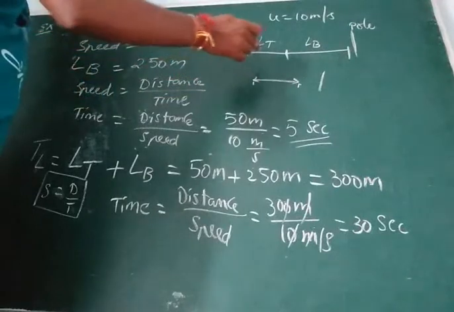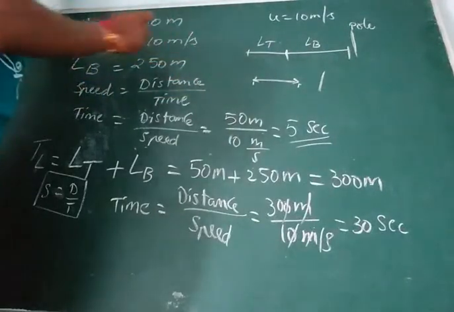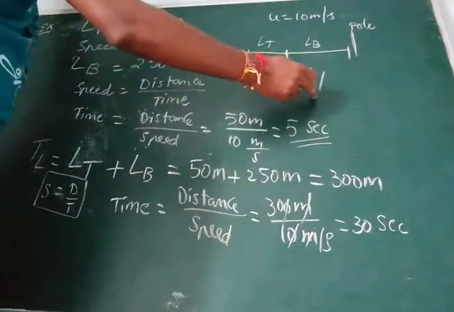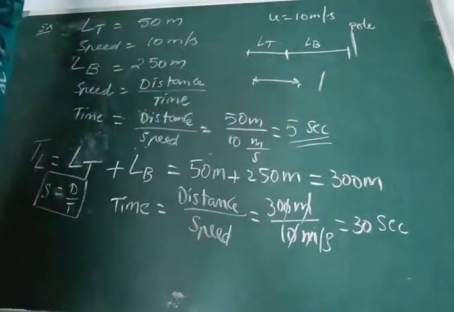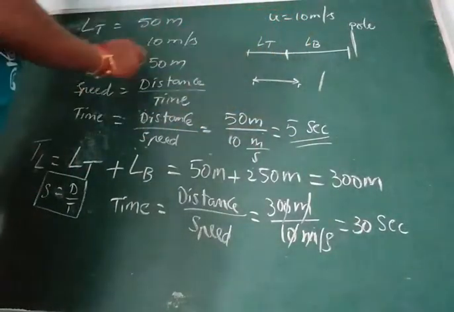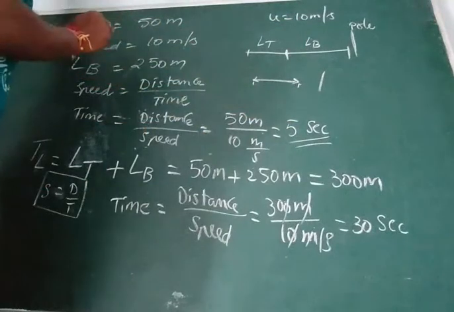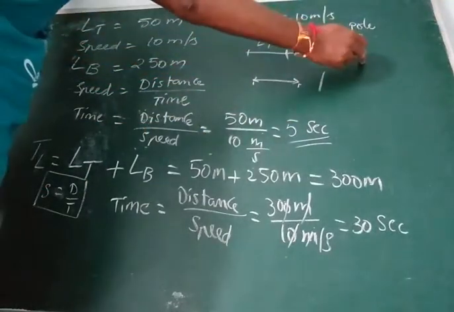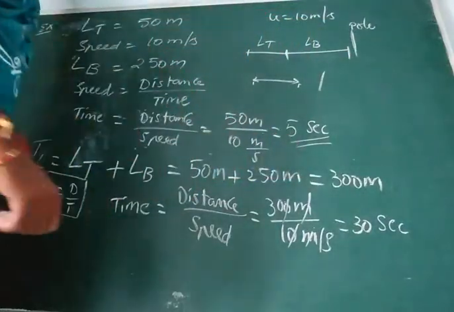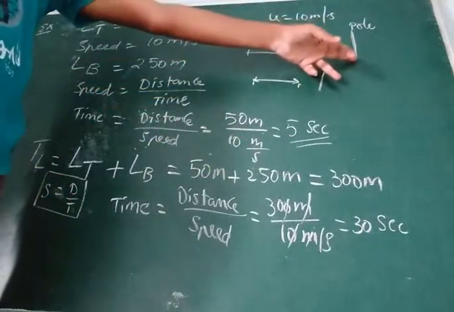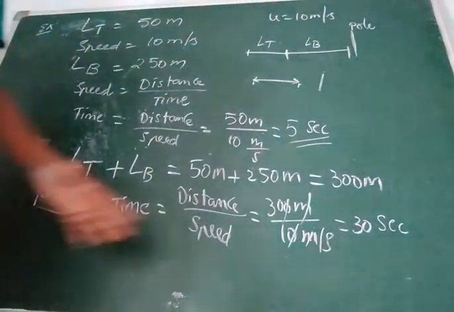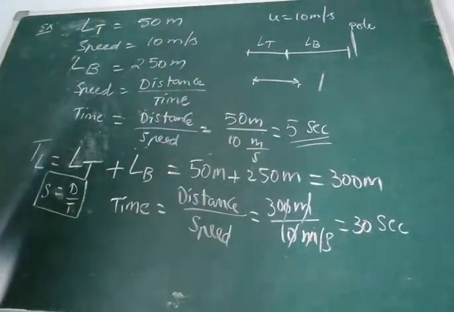So if the train length is 50 meters and the train is traveling at 10 meters per second, the time taken to cross this pole is 5 seconds. It crosses the complete pole in 5 seconds. If there is a bridge of length 250 meters and the train length is 50 meters, the total length is 300 meters. So the time taken for the train to cross the pole is what? 30 seconds.